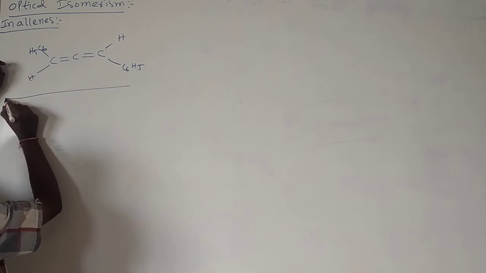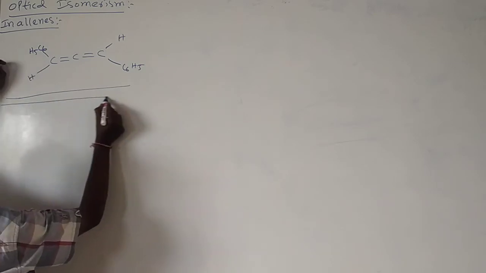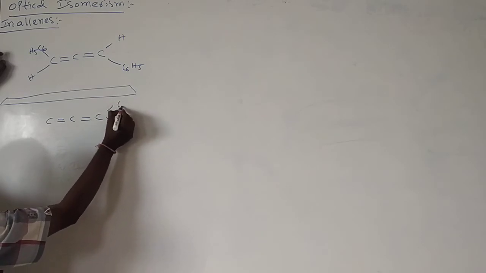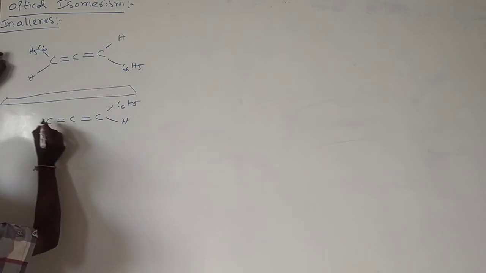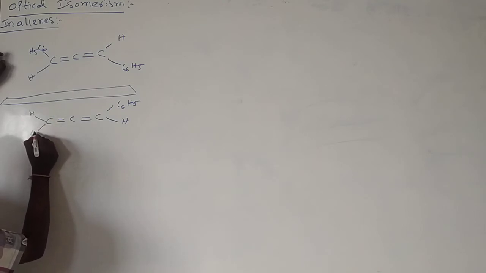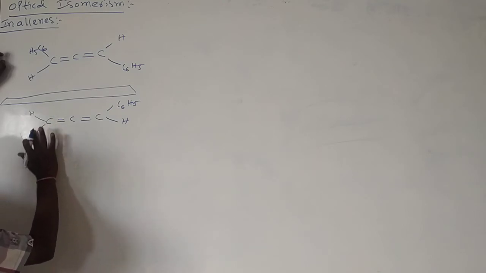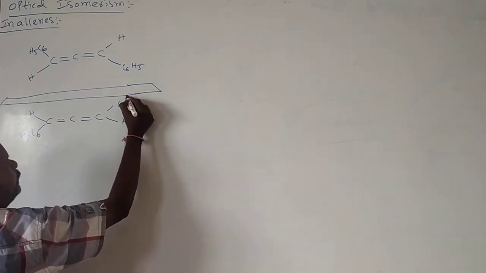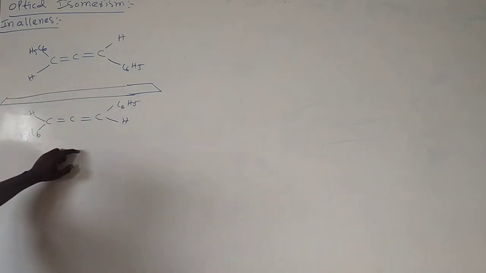This is the mirror image. One is the mirror image of the other. C6H5, H, C6H5. See, both these molecules we call mirror images. Both we call allenes. This is an allene, this is an allene. Okay, both are mirror images, non-superimposable mirror images.